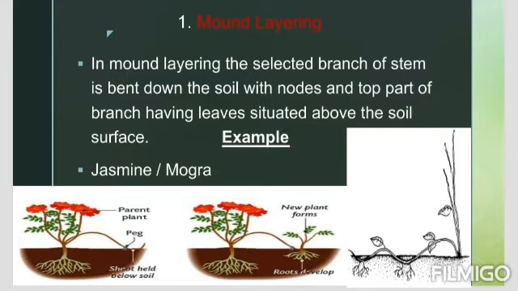Look at the picture where a gardener is bending one of the branches of the plant and burying it down in the soil along with at least one node. Once it is covered, watering continuously will result in development of new roots called adventitious roots.